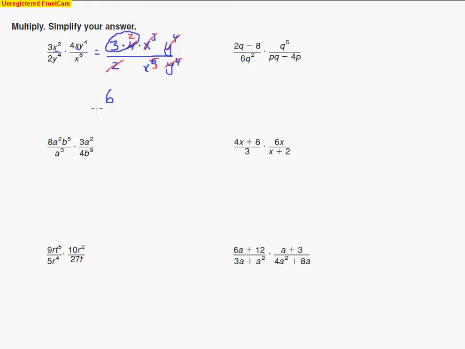Let's go to the bottom of the fraction now. This 2 canceled out. We've got 3 x's. So x to the third. Count up the y's. No more y's. So there's our answer: 6 over x to the third.